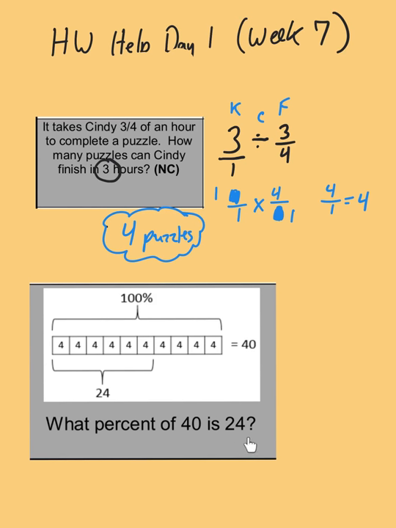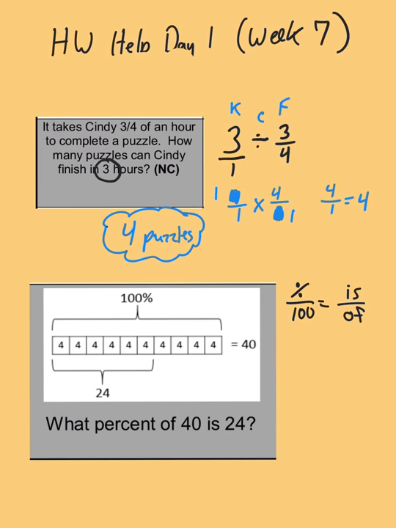So if we want to know what percent of 40 is 24, since 100% is split into 10 groups, each one is worth 10. You would say 10, 20, 30, 40, 50, 60. Now, if that sounds confusing to you, I don't blame you. So what we're going to do is use the percent proportion. Remember, the percent proportion formula is percent over 100 equals is over of.